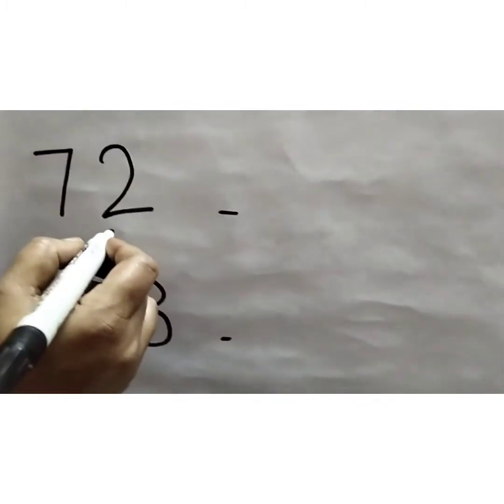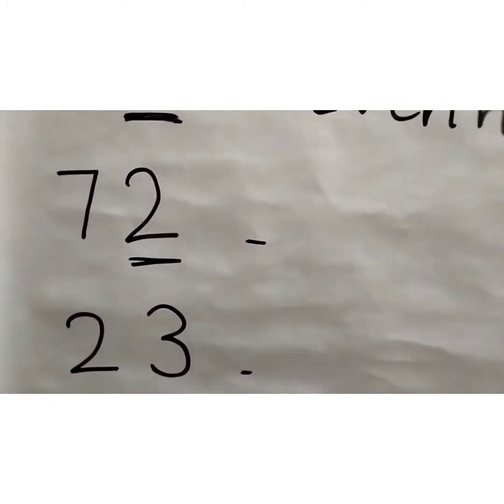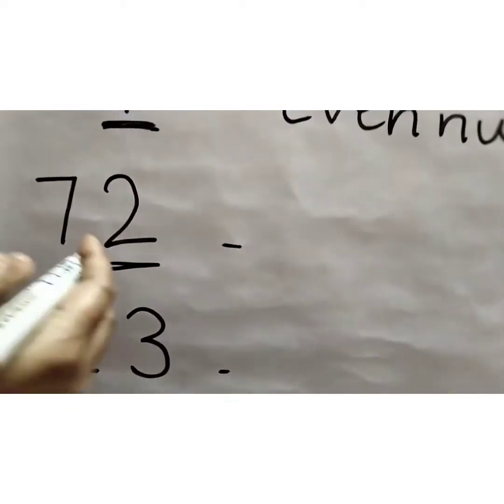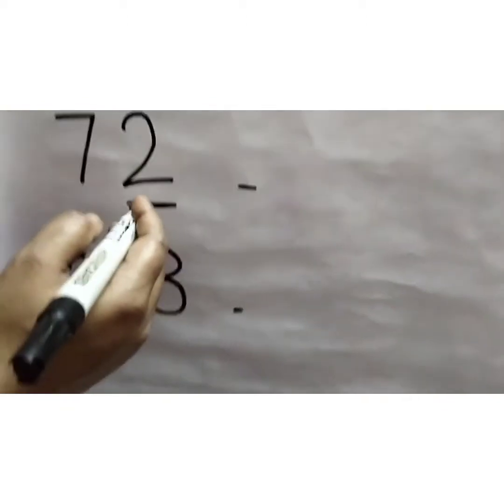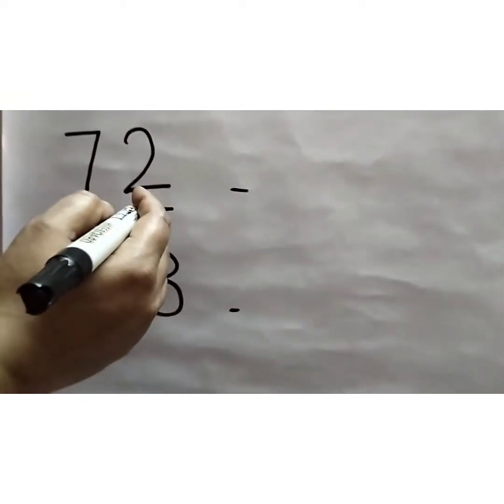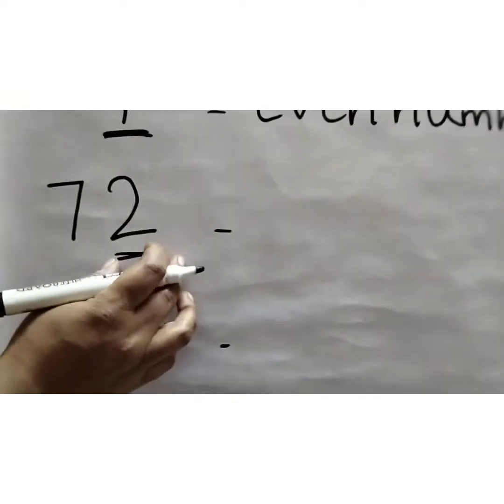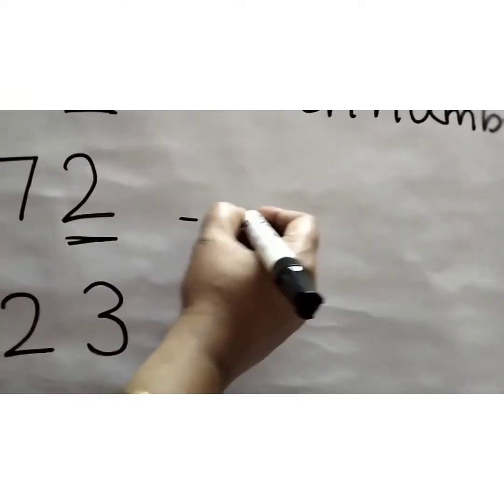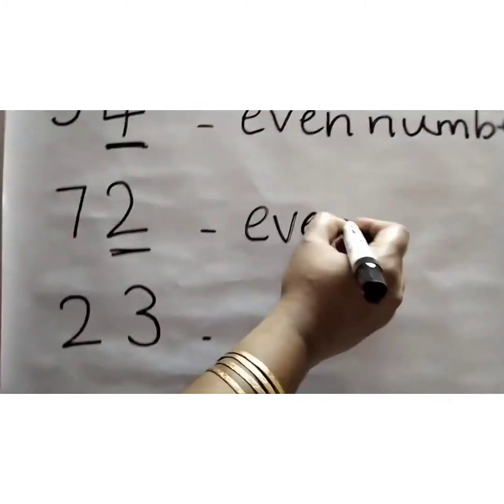Look at the next one, children. The next number is 72. In its ones place, the number is 2 here. Obviously, you know that when the number is 2, 72 is an even number.